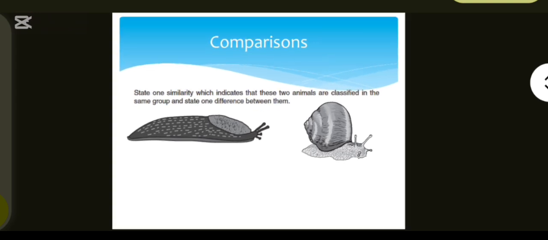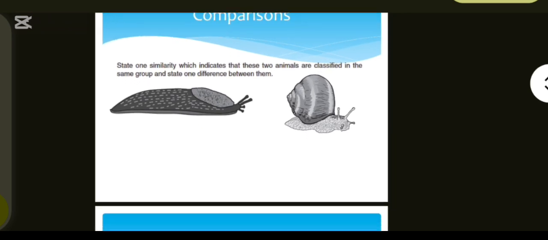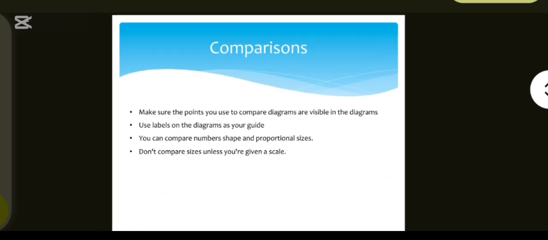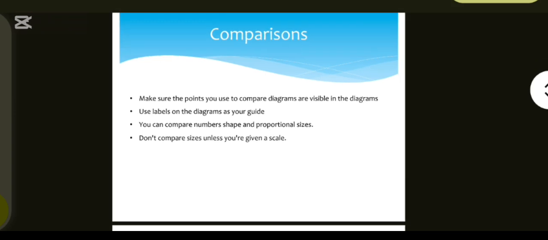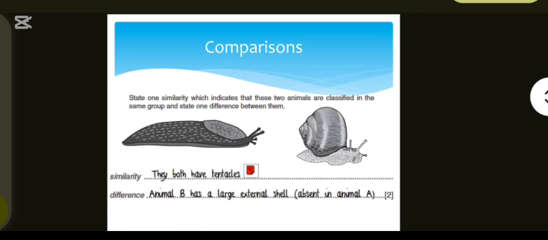Now the next part is comparison. Whenever we are given two animals to compare, what are we gonna do? These are the steps to follow. Make sure to compare the features which are visible in the diagram. If asked to compare the visible features, remember to observe the diagram completely and then write the comparisons, and use the labels on the diagram as your guide, and you can compare the number and shape, proportion, whatever. Yep, this is how you're gonna compare.